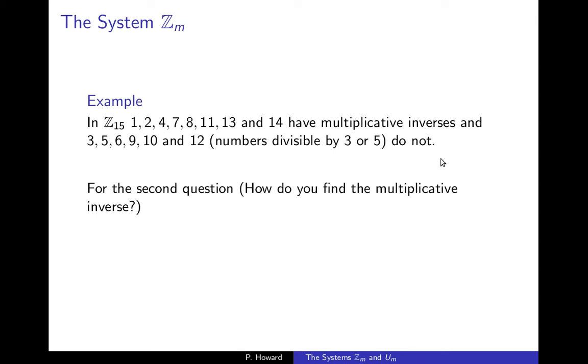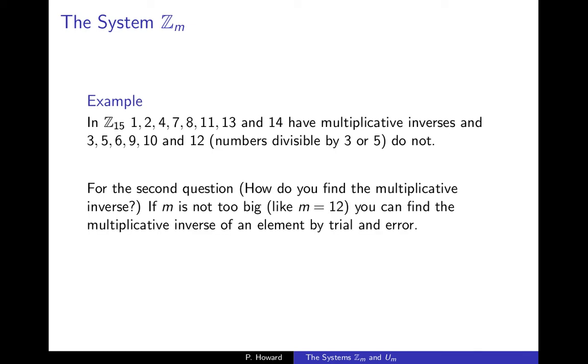And now on to the second question. How do you find the multiplicative inverse once you know there is one? Well, if m is not too big, say m equals 12, for example, you can find the multiplicative inverse of an element by trial and error.